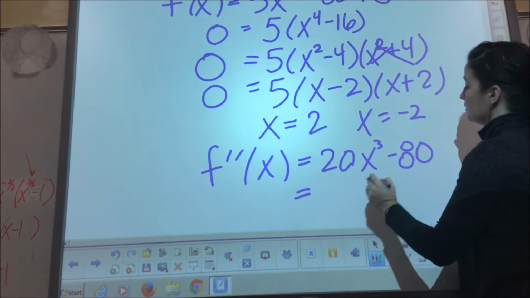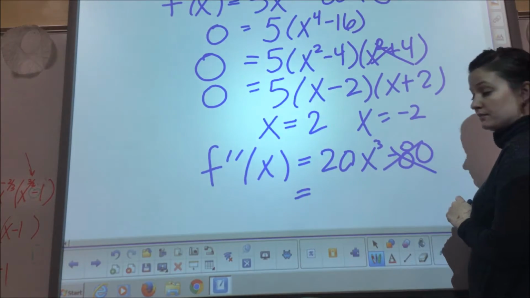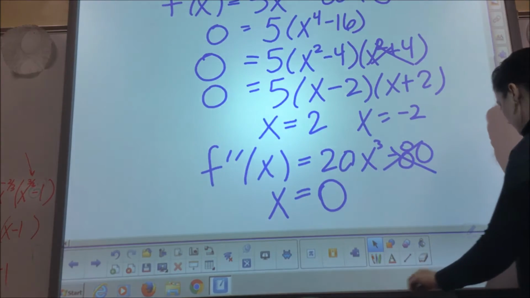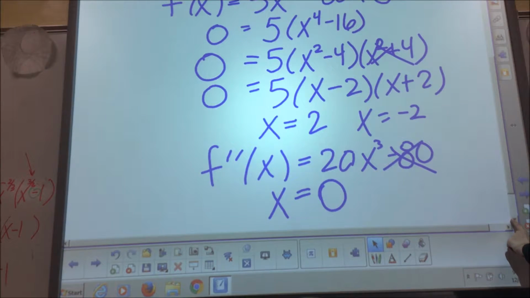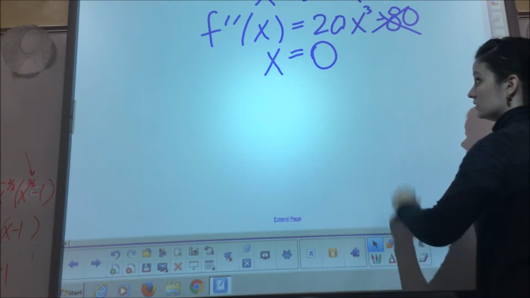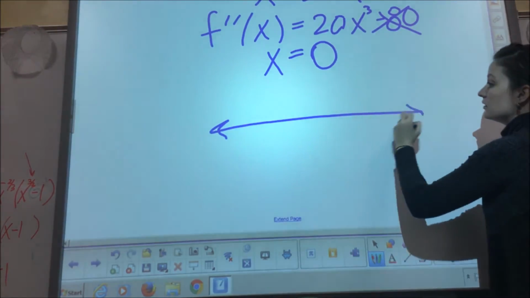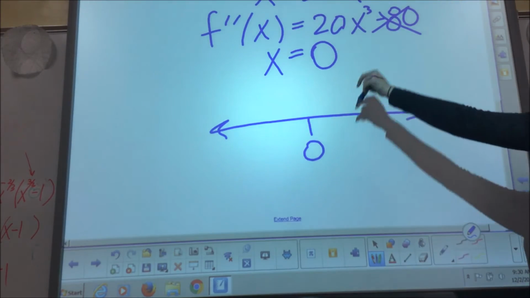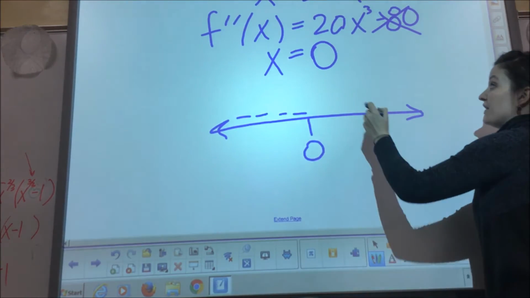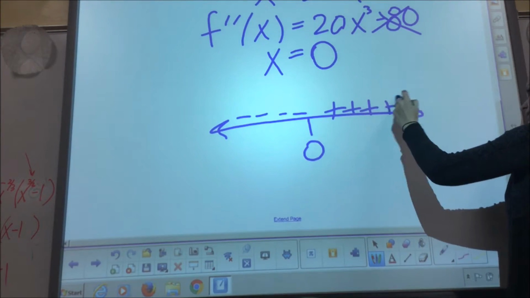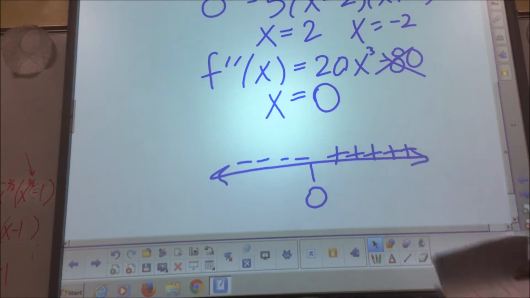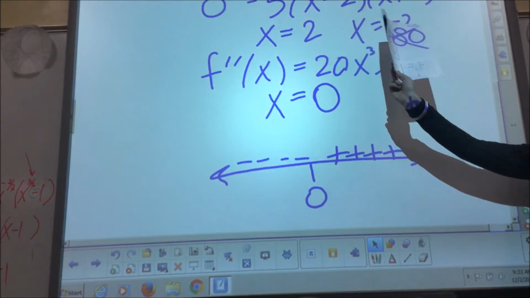Wait, should it be 20x cubed? Yeah. Okay, so x is equal to 0 at 0. Okay, so now let's do our sign analysis for 0. So if x is less than 0, 20x cubed is going to be, if x is greater than 0, 20x cubed is going to be. So now we can go back and evaluate these 2 points.